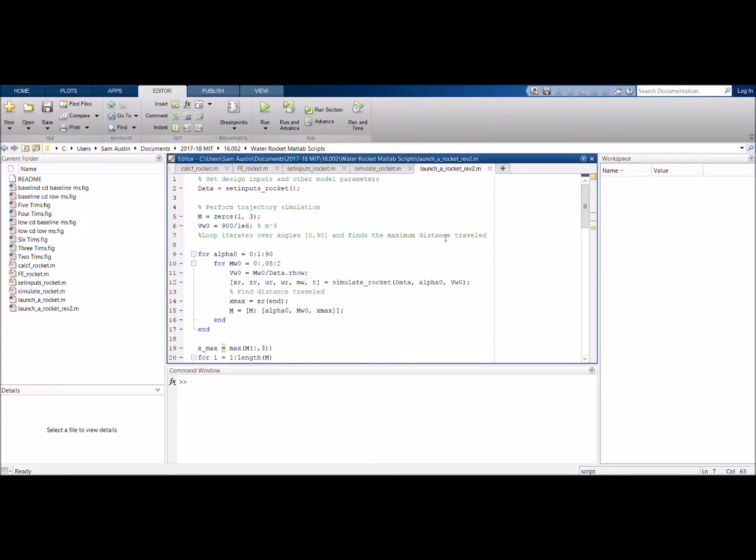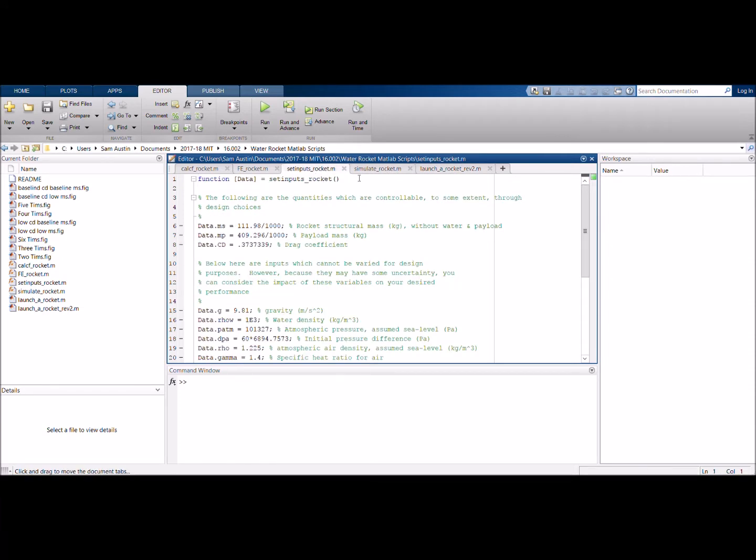Okay, so this is the master MATLAB script that was used to perform the sensitivity analysis for the bottle rocket competition. So you'll see here we have the launch a rocket rev 2 script, and this script relies on 4 other scripts to function. First we have set inputs rocket.m.